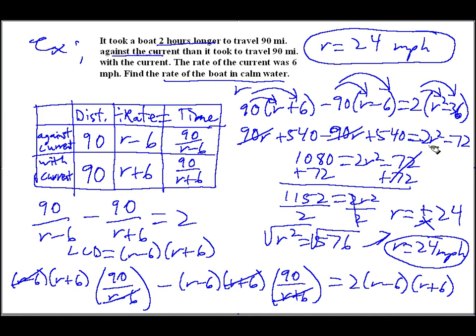Then I simplify each side by distributing, getting the r squared term by itself, and then taking the square root of both sides. And I have my solution. Again, the rate of the boat cannot be negative, so we can eliminate that. We get our solution here, 24 miles per hour.